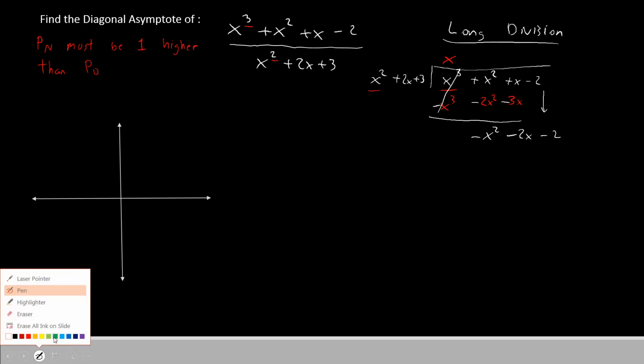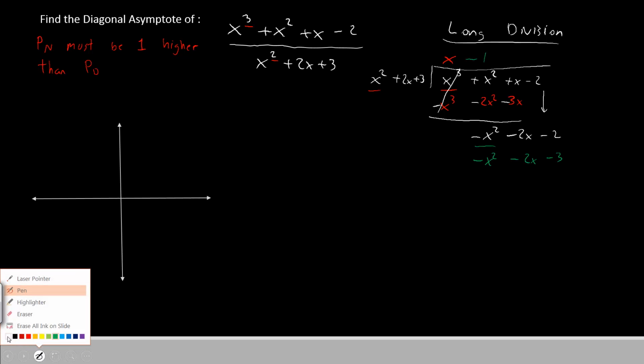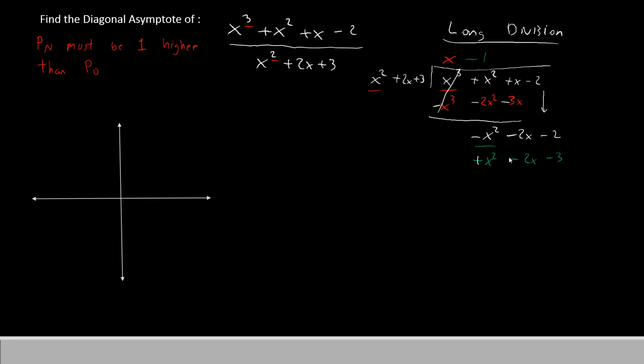Now we will repeat that process with our new leading term. We have negative x squared divided by x squared, which is simply negative 1. Then we take negative 1 times each term in the denominator. Negative 1 times x squared is negative x squared. Negative 1 times 2x is negative 2x. Negative 1 times 3 is negative 3. Once again, we change all of the signs of the terms we've just gotten.